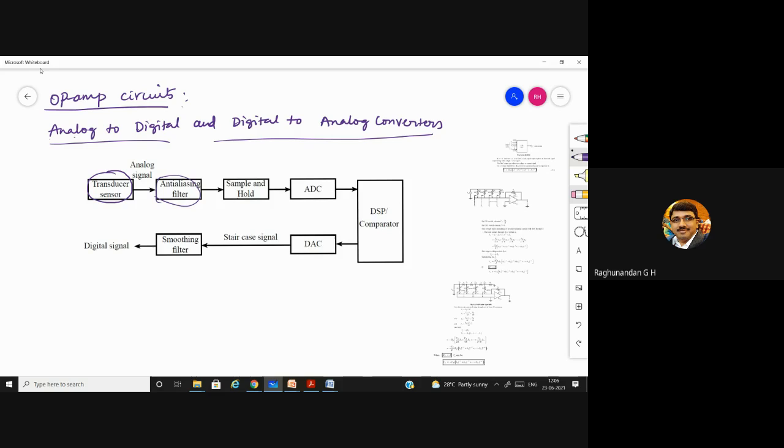In the sample and hold circuit, it is going to sample the given input signal, and it is going to hold it at some particular level, because we need to convert the analog signal into a discrete signal. For that purpose, we are going to use this sample and hold circuit. Here the signal is going to be sampled at a frequency rate more than twice the maximum frequency of the band limited signal.